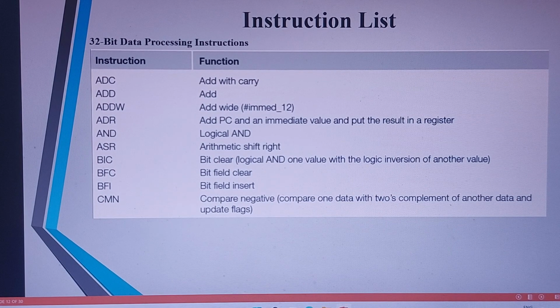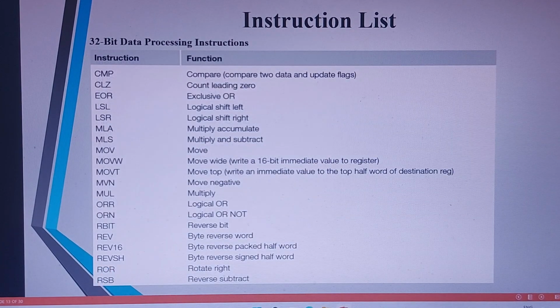Then compare negative. Here the comparison is done for a 32-bit value and it is checked whether the number is negative. Compare negative, that is the negative value will be compared. So again 32-bit data processing instructions. Compare two data and update the flags. CMP will update the flags. But the result of the comparison will not be stored anywhere. Only the flags will be updated.